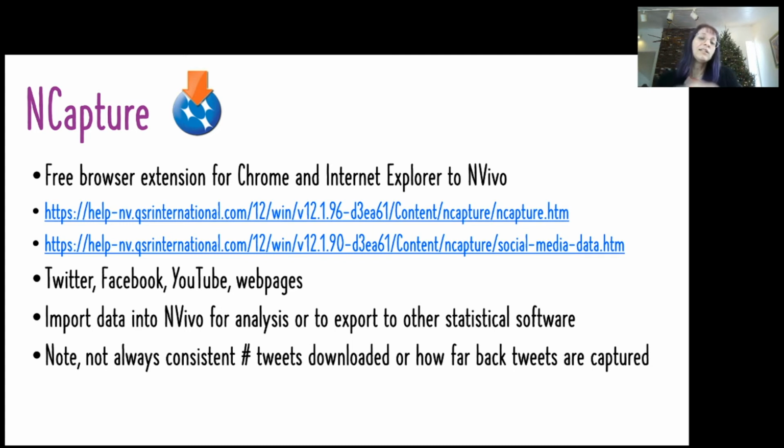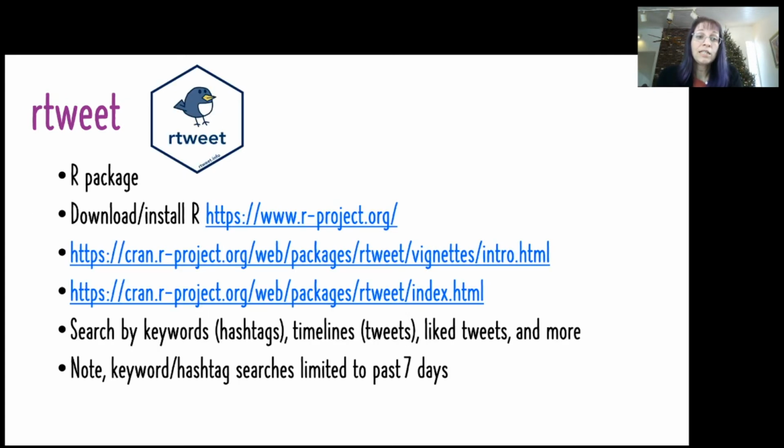So for instance, a sampling of the tweets with the hashtag wear a mask. You will definitely get a sample of recent tweets with that hashtag. You might not get every single tweet in the past 7 days or in the past 3 days or whatever. So thinking about that. So this is NCapture. Again, very soon I will walk you through how to use this, but this is the overview and the links of where you get this, where you get the browser extension.